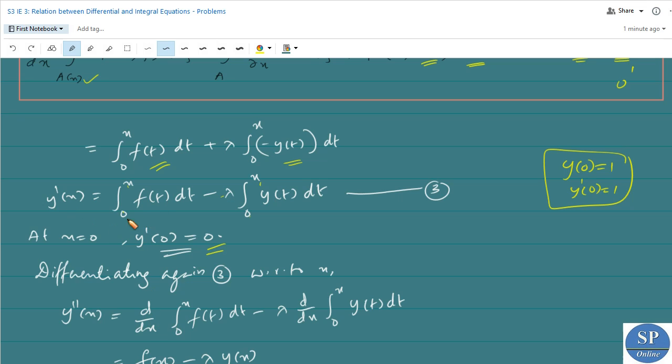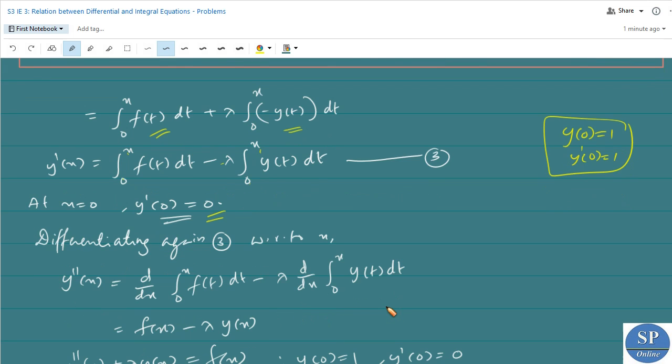to d by dx of the integral 0 to x f of t dt minus lambda into d by dx of the integral 0 to x y of t dt. Okay, here also, by using the Leibniz rule, we will get f of x here, and here is y of x. Directly we will get this, because the first and third terms will be 0, because here is 0 and here also 0.